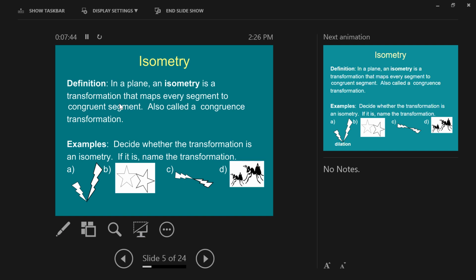Okay, so once we have our definition written down, they have some examples here. Okay, they want you to go in and first decide what type each one is showing. Dilation, rotation, translation, reflection. And then you need to determine whether that picture shows isometry, which would mean it's got to be congruent. Right? Same size, same shape.